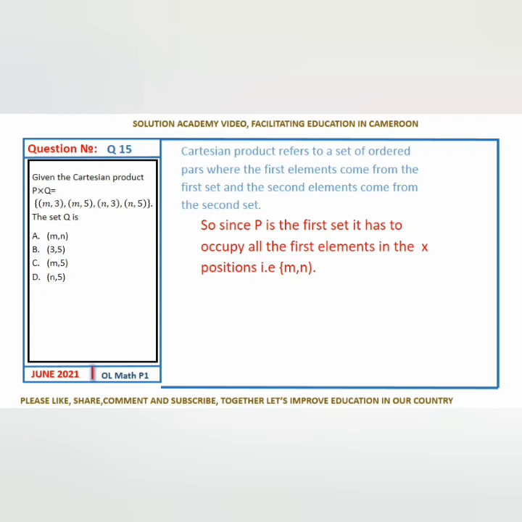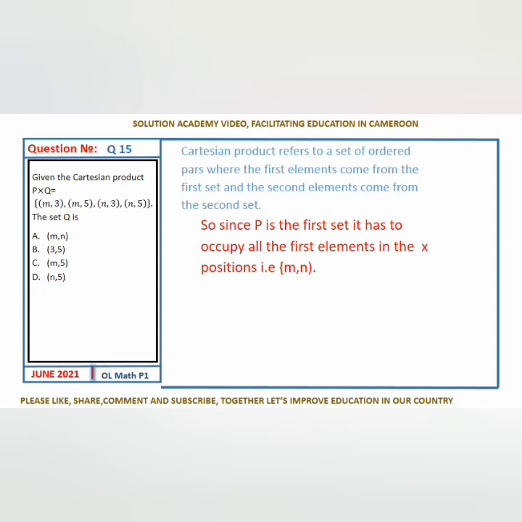In the first ordered pair, M3, the value of P is M. In the second, M5, the value of P is M. In the third, N3, the value of P is N. In the fourth, N5, the value of P is N. And remember, when you're extracting your set from the Cartesian product already given, you have to make sure you don't repeat. If an element is repeating itself, you just ignore it.